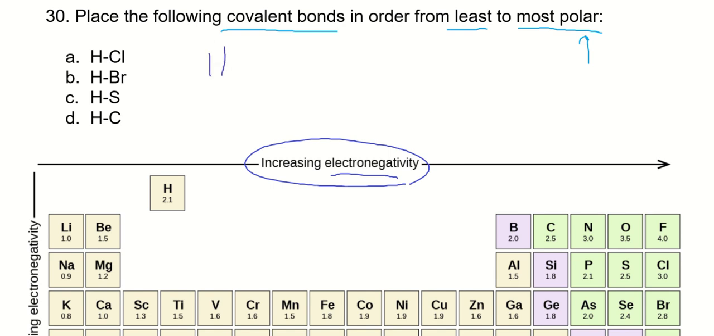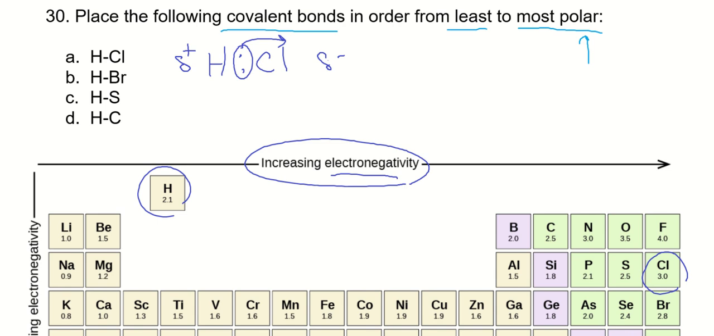So right here, hydrogen is sharing a pair of electrons with chlorine. Now chlorine, because it has a higher electronegativity than hydrogen, is going to attract those paired electrons more toward the chlorine side, making this side slightly or partially negative and the hydrogen side slightly positive. So this is a polar molecule.